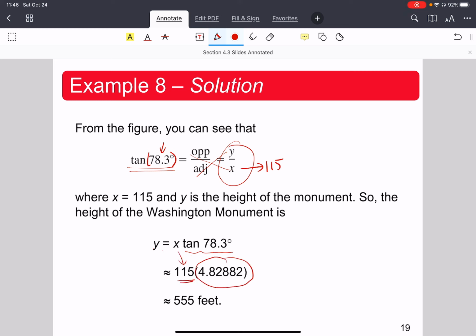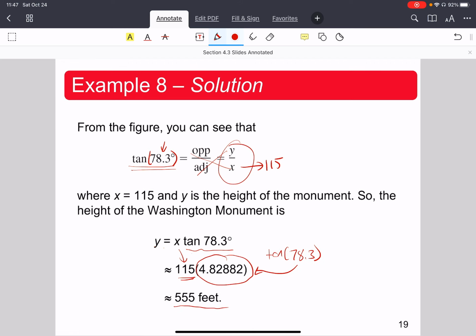Again, because values for trig functions are always fixed ratios, all you have to do is use your calculator to compute what tangent of 78.3 is. When you compute that, you get something like 4.82882. Multiplied by 115, that is approximately 555 feet, and that would be how tall the Washington Monument is.